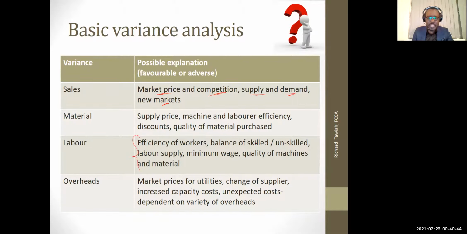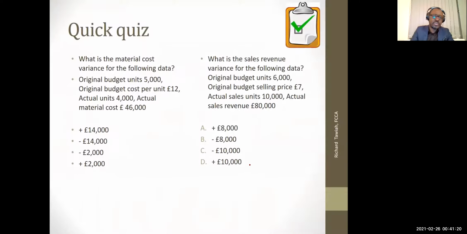So efficiency of labor, balance of skilled to unskilled labor, minimum wage requirement, let us pay them living wages, so it could also impact. And then quality of machines and machinery and materials that we use could also impact the efficiency of labor. Same applies to overheads. It could be market prices for utilities could have changed. We could have changed suppliers from Scottish Gas to maybe some other supplier, okay? Increased capacity costs, unexpected costs just popping in depending on the variety of overheads, okay, and so forth. So these, think aloud, could always give you examples.